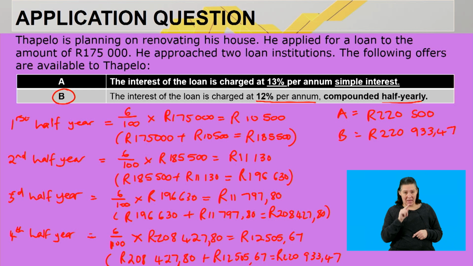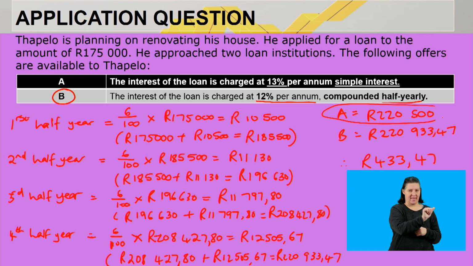Guys, remember, since this is a loan, it's clear to see that if he goes with option B, he'll need to pay back more, right? There's a difference of, let's quickly see. I'm going to take now 220,933 rand 47 cents minus 220,500. So therefore the difference here is 433 rand and 47 cents. So in this case, his friend Brian is definitely correct. He needs to go with option A because he will pay back less money. Guys, I hope that's clear.